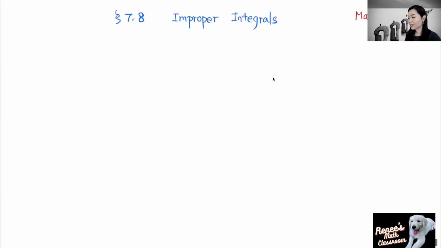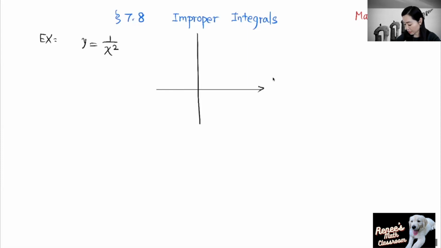We're going to talk about improper integrals. Now, let's take a look at this. What is the graph for 1 over x squared? Anybody remember? How does it look? This is actually in one of the dance moves that I gave you guys. Okay. So 1 over x squared looks like this.